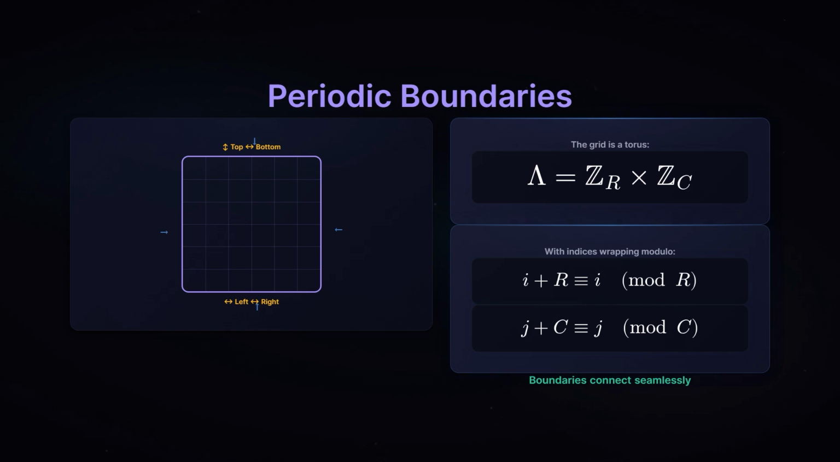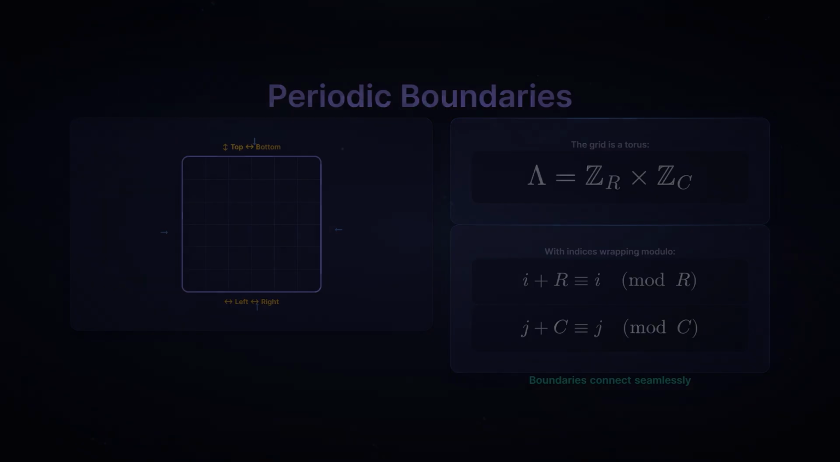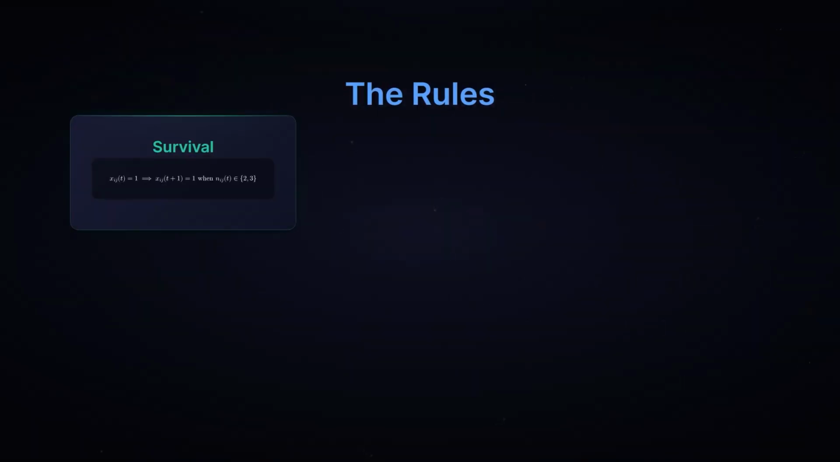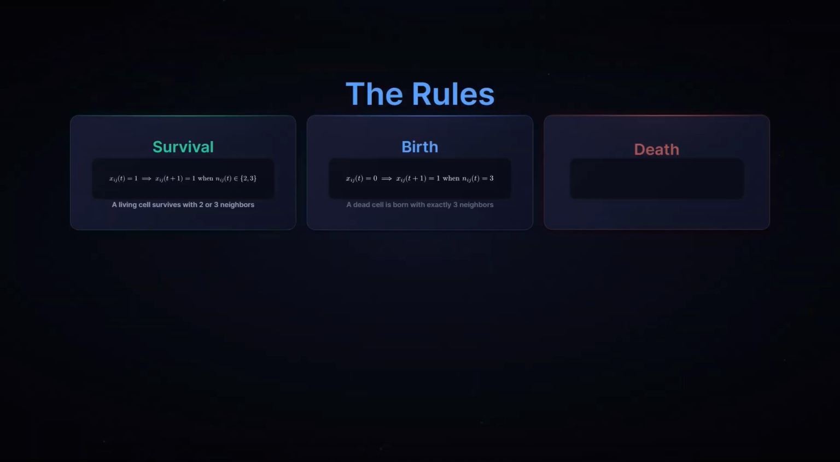If a cell is alive, it survives only when it has 2 or 3 living neighbors. If it has fewer than 2 neighbors, it dies from isolation. If it has more than 3 neighbors, it dies from overcrowding. If a cell is dead, it becomes alive when exactly 3 neighbors are alive. Every other situation results in a dead cell. That is the entire universe. Only a few simple rules, but those rules create incredibly complicated behavior.